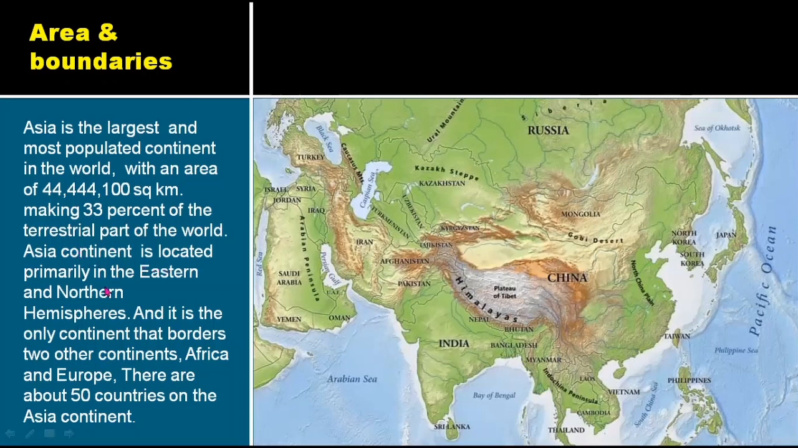Asia continent is located primarily in the Eastern and the Northern Hemisphere. Means it is in the north, but north in the eastern part. And it is the only continent that borders two other continents, Africa and Europe. So what does it mean? Asia is the only continent which is bordering two other continents, which are Africa and Europe.